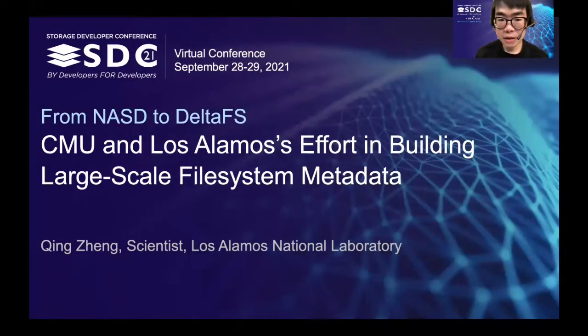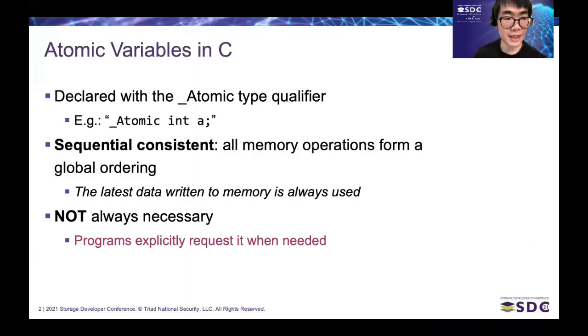My name is Qing. I'm a scientist at Los Alamos National Lab. So in this talk, I'm going to introduce DeltaFS, which is a research file system developed at Los Alamos and Carnegie Mellon University. So let's start with a quick discussion on the atomic variables in the C programming language.